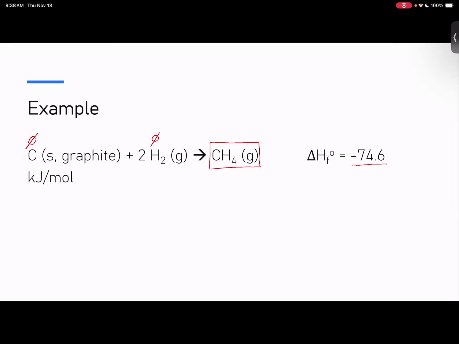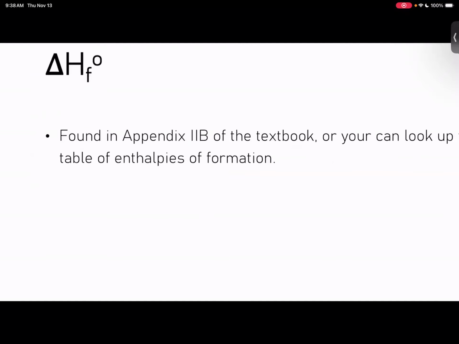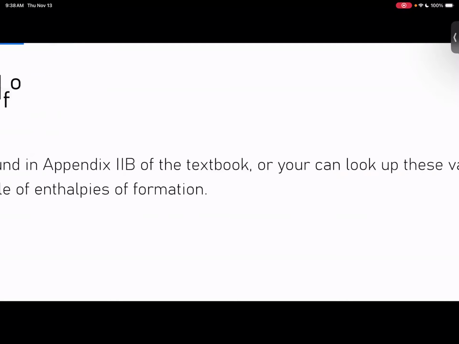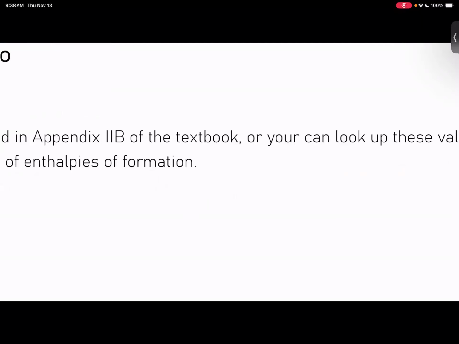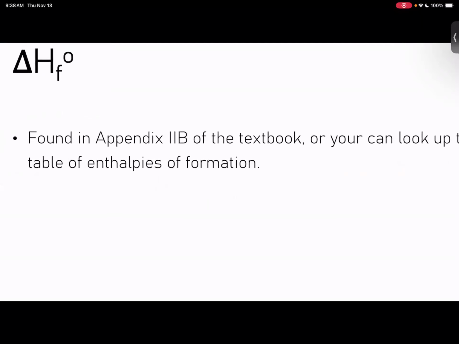Now, a lot of work has been done to determine these standard enthalpies of formation. And in fact, you can look up the standard enthalpies of formation by going to Appendix B of our textbook, or you can look them up online by simply searching for a standard table of enthalpies of formation. So if you're doing homework and they don't give you the enthalpies of formation, all you've got to do is go online and look up a table of enthalpies of formation.